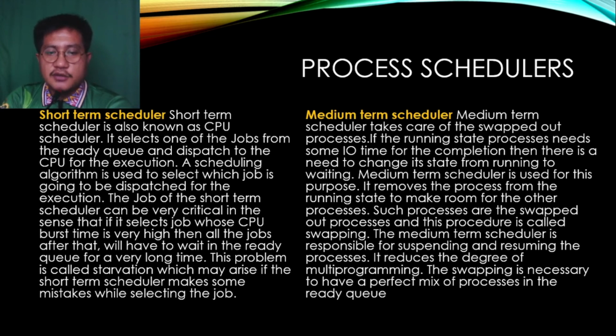The job of the short-term scheduler can be very critical in the sense that if it selects a job whose CPU burst time is very high, then all the jobs after that will have to wait in the ready queue for a very long time. This problem is called starvation, which may arise if the short-term scheduler makes some mistakes while selecting the job.